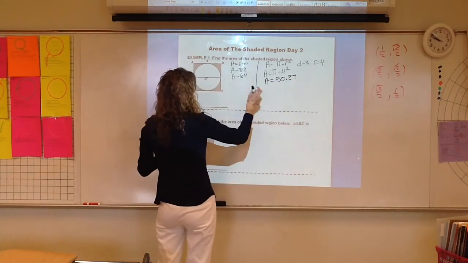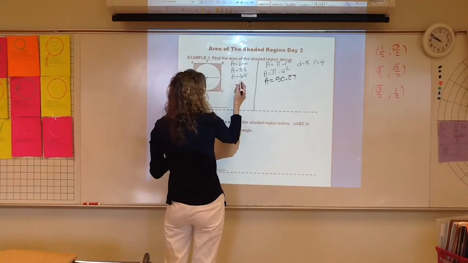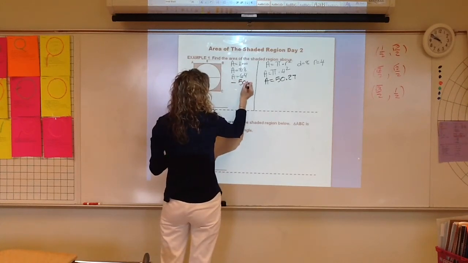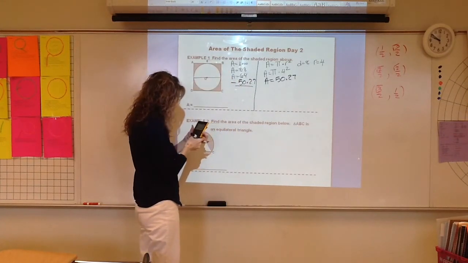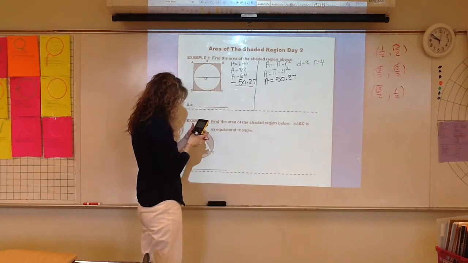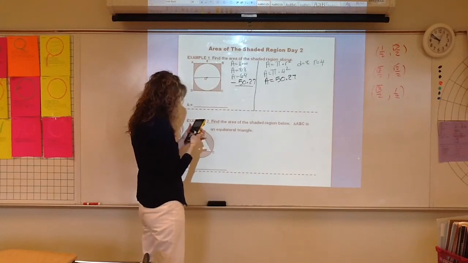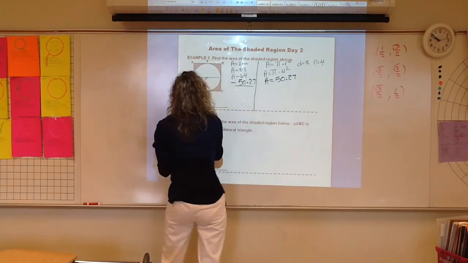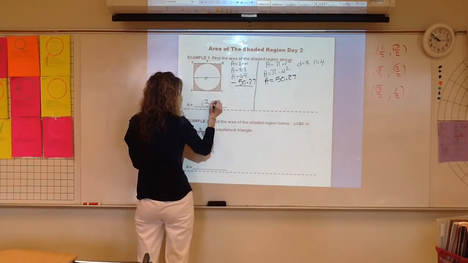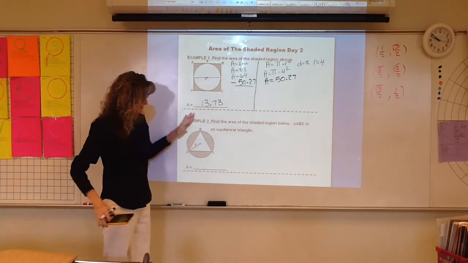So now I need to subtract that from the area of the square because I only want this shaded region, and so this is going to be subtraction. So 64 minus 50 and 27 hundredths is 13 and 73 hundredths. All right, let's look at the next one.